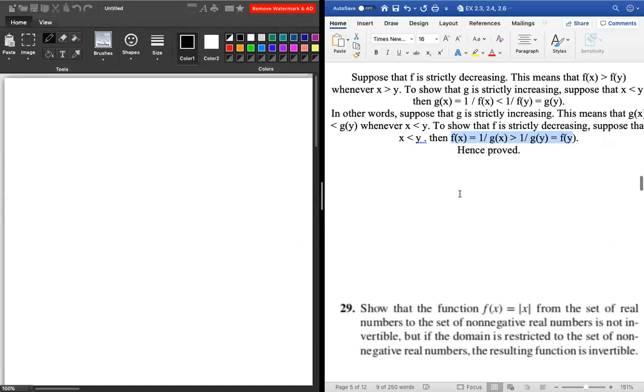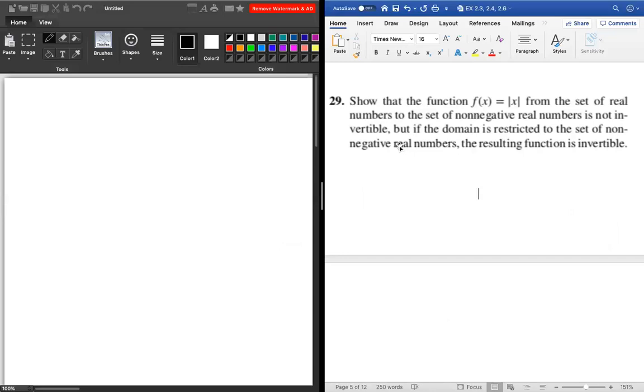Okay, next question. This is question number 29. We have to show that the function f of x equals the absolute value of x, from the set of real numbers to the set of non-negative real numbers, is not invertible. But if the domain is restricted to the set of non-negative real numbers, the resulting function is invertible. The function here is basically not a one-to-one function.